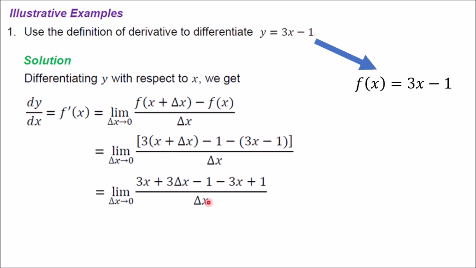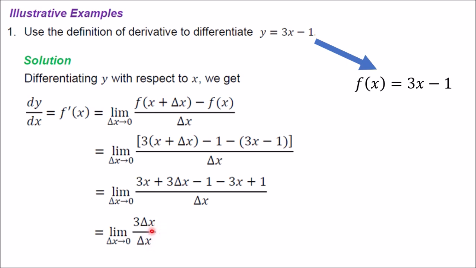And then we will simplify. Kita natin itong 3x at may negative 3x dito. Cancel na yan. 0 kasi yan. Then negative 1 here at saka yung positive 1 here. Cancel na din. So, ibig sabihin, ang maiiwan sa numerator natin ay 3 delta x. So, yan na lang yung naiwan. 3 delta x over delta x.